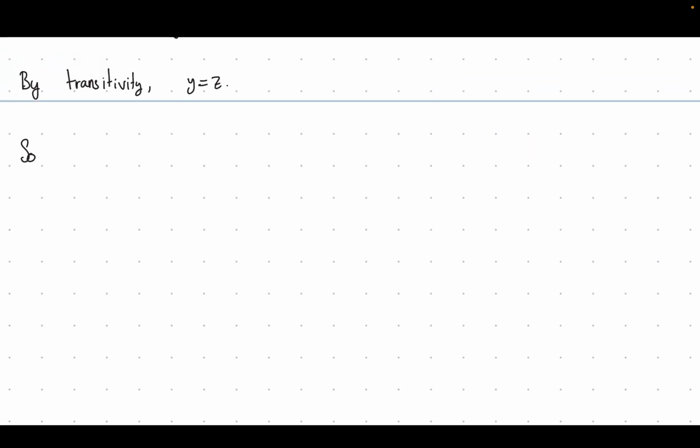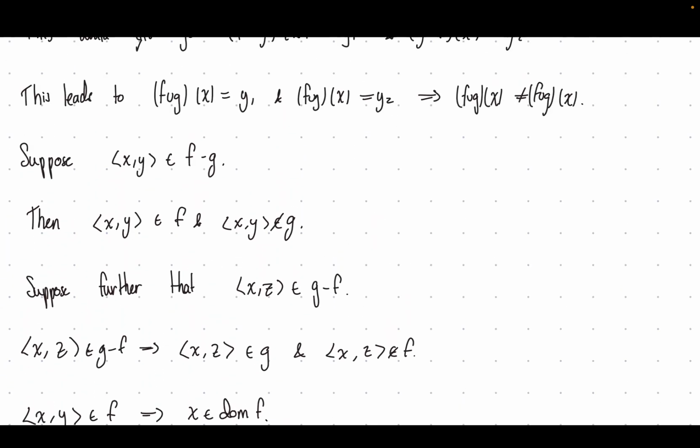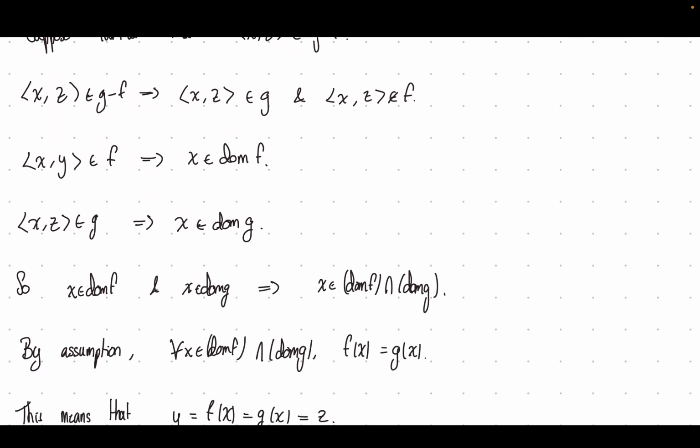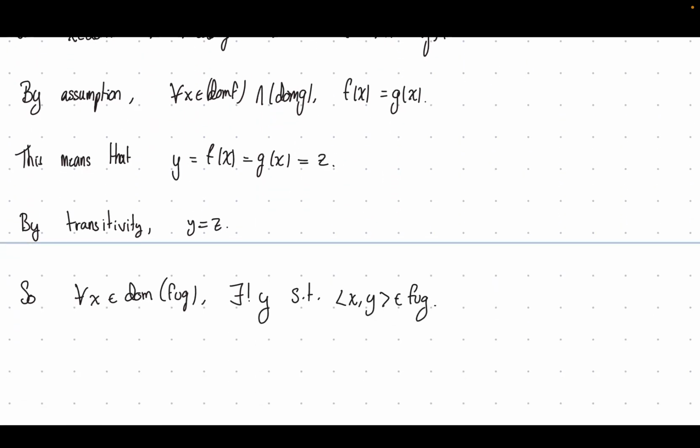So, for all x in the domain of f union g, there exists some unique y such that x comma y is in f union g. Right? No matter how you split it, you get the same result. And the other case where x comma y is in g minus f is analogous. It's basically just flipping or changing the symbols and you get the exact same proof. I usually would do it, but I'm really tired today, so I'm not going to.